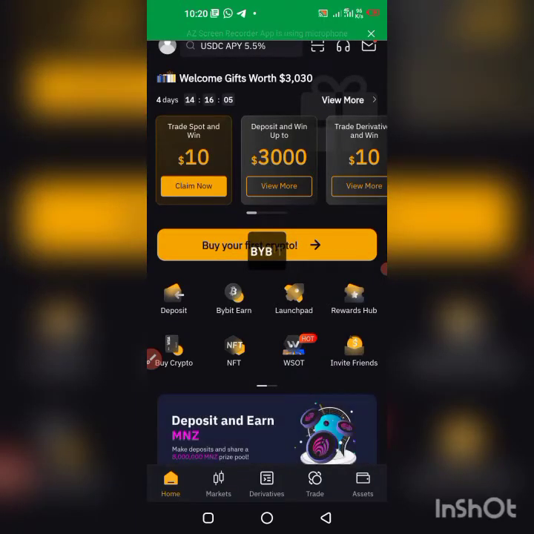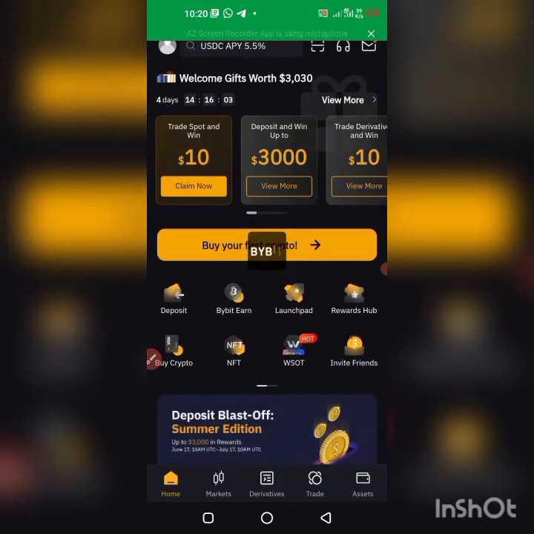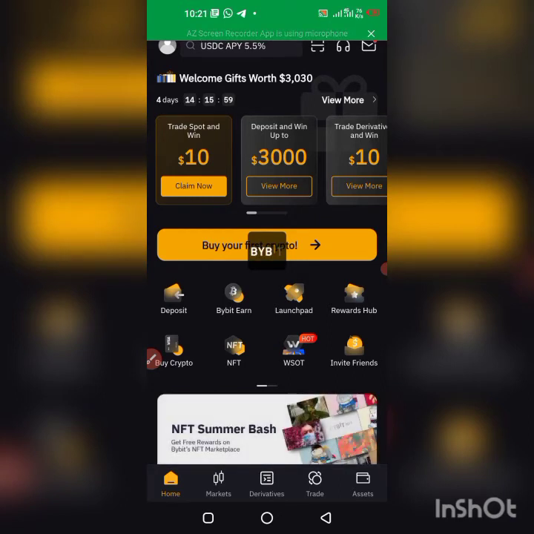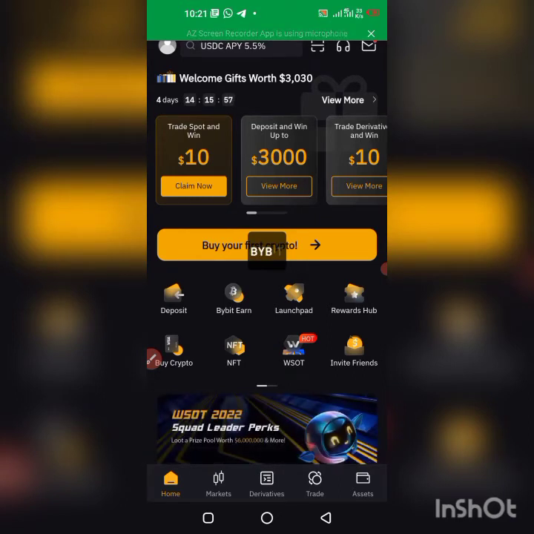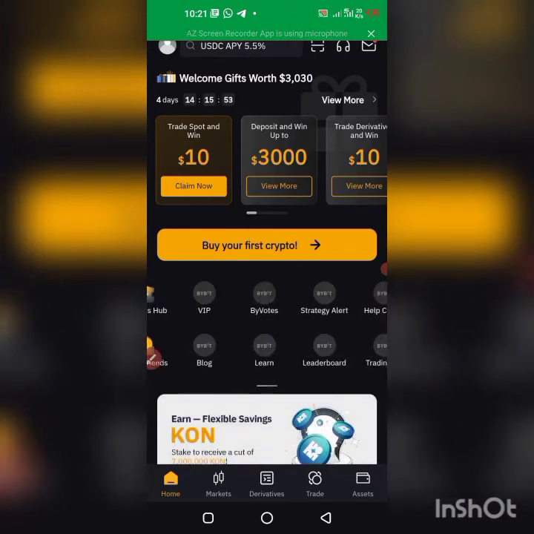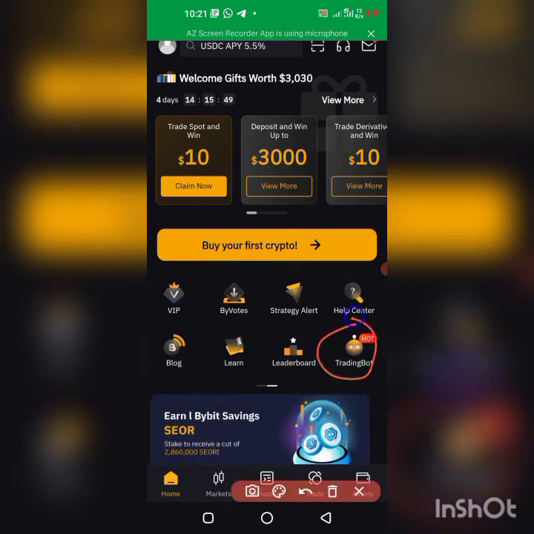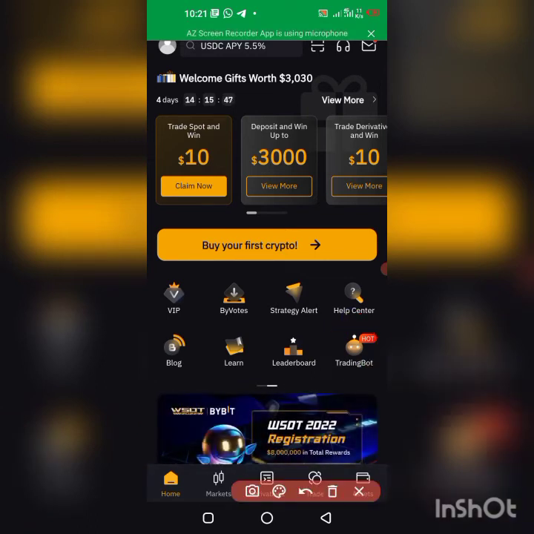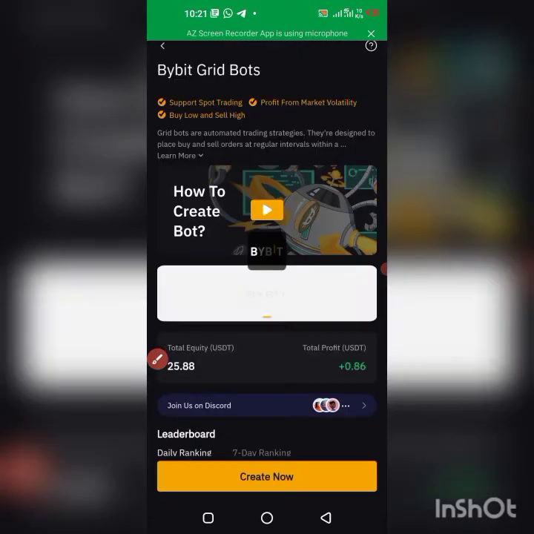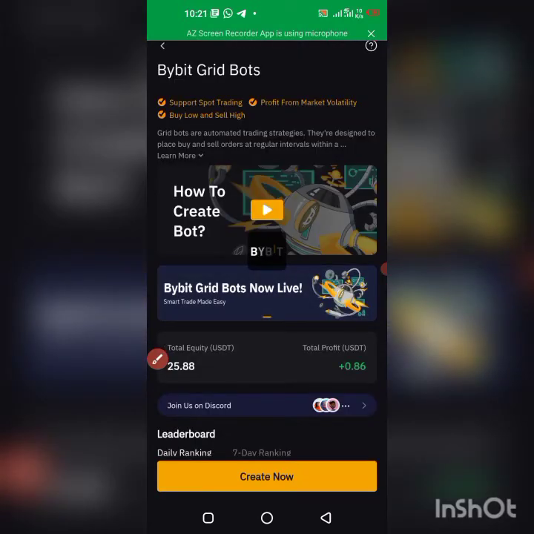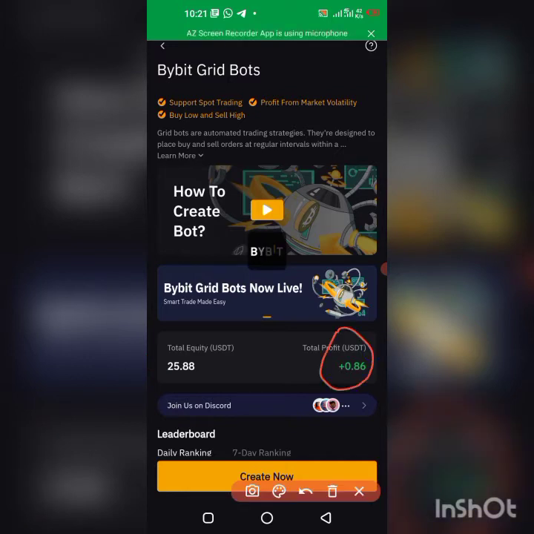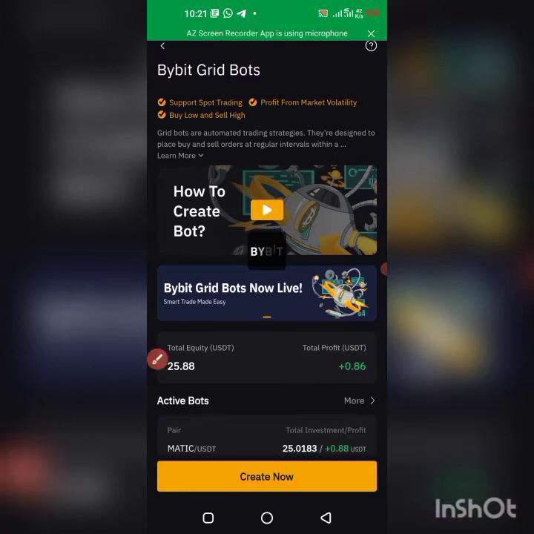So to make use of this feature, all you need to do is just swipe this bottom side to the left. You swipe to the left, then at the corner side you see trading bot. All you need to do is click on it, since it's still hot and new. As you can see, I'm already making a profit of 86 cents from creating this bot an hour ago.